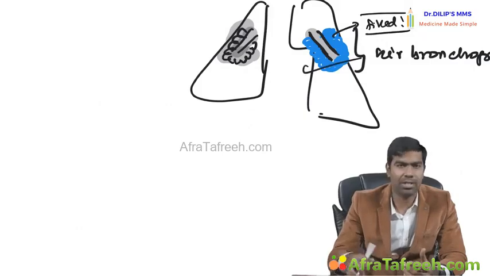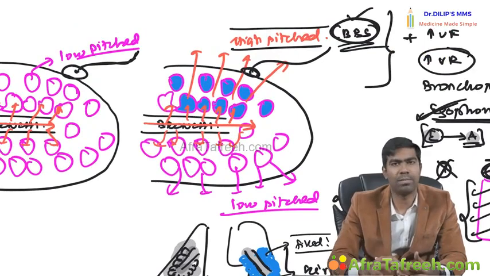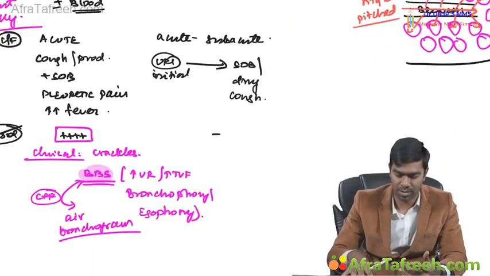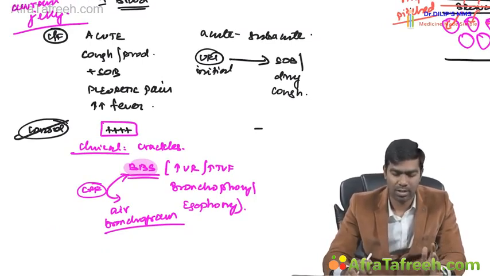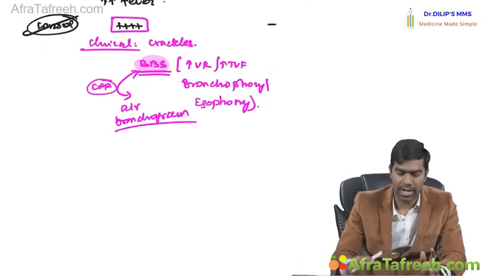And this is the same reason why you get bronchial breathing as well. So whenever you have bronchial breathing, it must be associated with an air bronchogram if you suspect pneumonia in the patient. Clear? So you are going to get the classic signs of consolidation in a typical pneumonia only, but you don't get that in an atypical pneumonia.